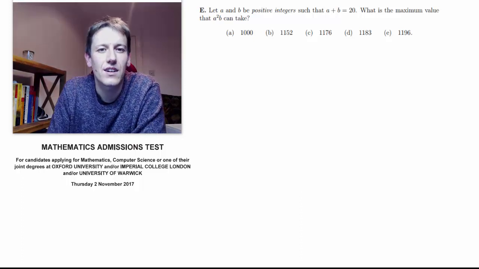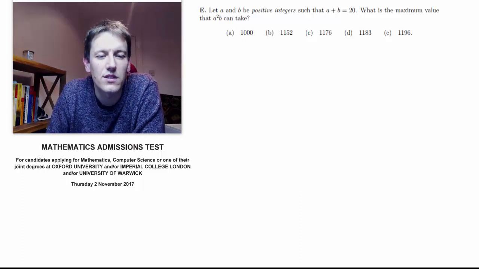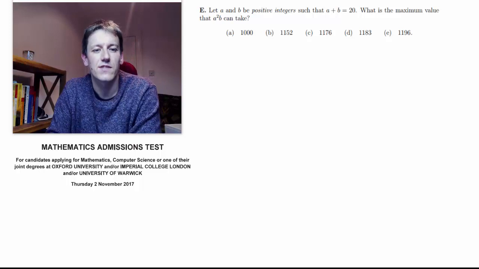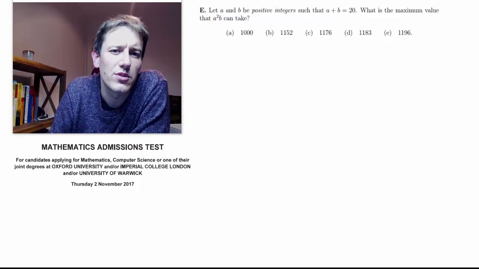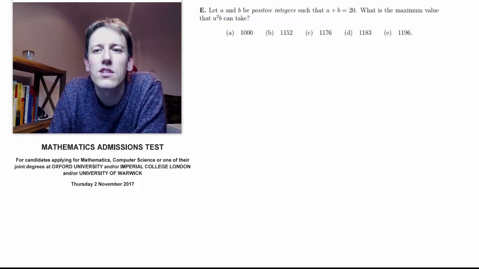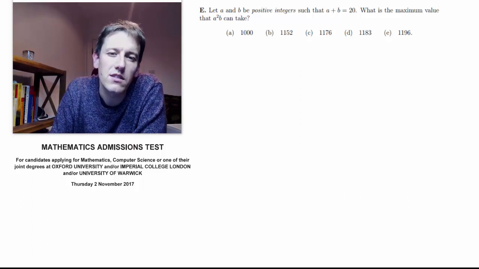Okay, here's question E from the short answer questions for the maths admissions test for Oxford, Imperial and Warwick from 2017. We've got a plus b equals 20 with a and b positive integers. We want to find the maximum value of a squared times b.